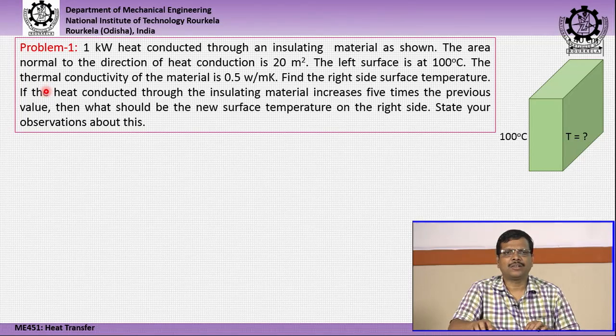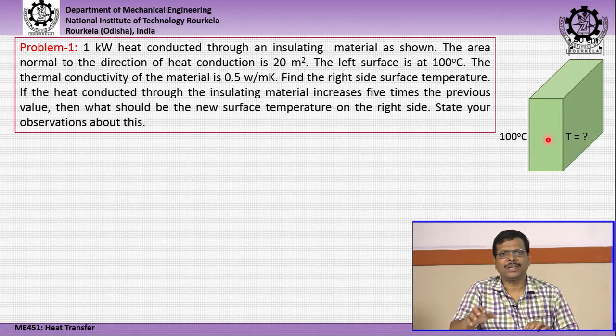Then the second part of this question says that if the heat conducted through the insulating material increases 5 times the previous value. So, initially it is given as 1 kilowatt, and the second time, instead of 1 kilowatt, we want the heat transfer to be 5 kilowatt. Then what should be the new temperature on the right surface? Then you have been asked to state your observation about this. That means, go for a comparison between the first situation and the second situation.